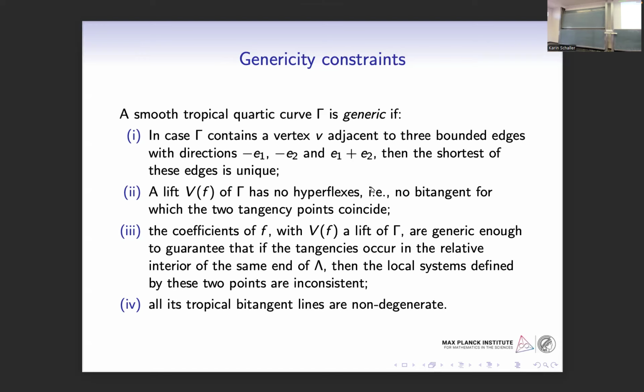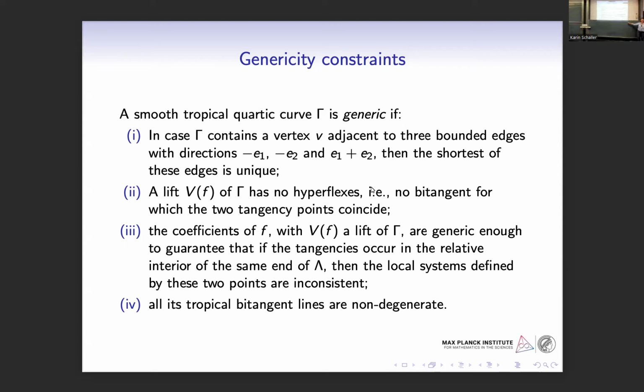The first one is that if my curve contains a vertex adjacent to 3 bounded edges with certain directions, so this is going to look like this. So I have a vertex, I have bounded edges. I have one edge in this direction, one edge in this direction, and one in the diagonal direction. These are bounded. Something like this in my tropical curve. This is the first one.